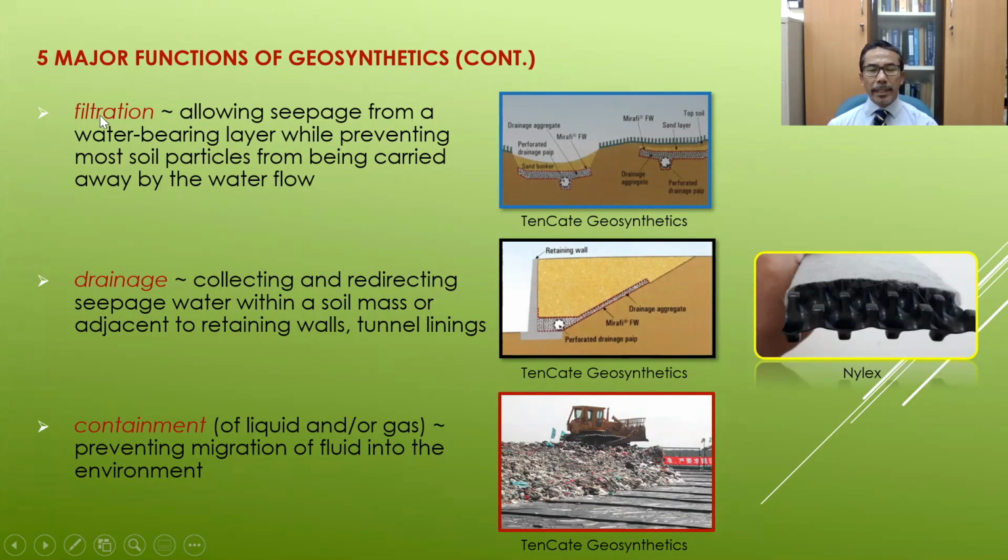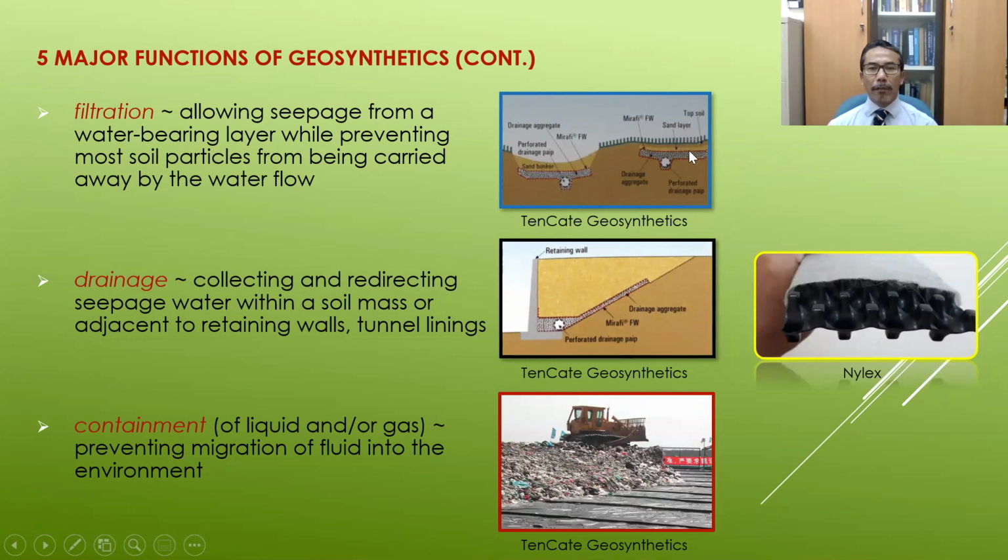Function number 3 is filtration. In this case, geosynthetic materials allow seepage from a water-bearing layer, but at the same time, this material prevents soil particles from being washed away or carried away by the flowing water. So let's take a look at this schematic diagram.